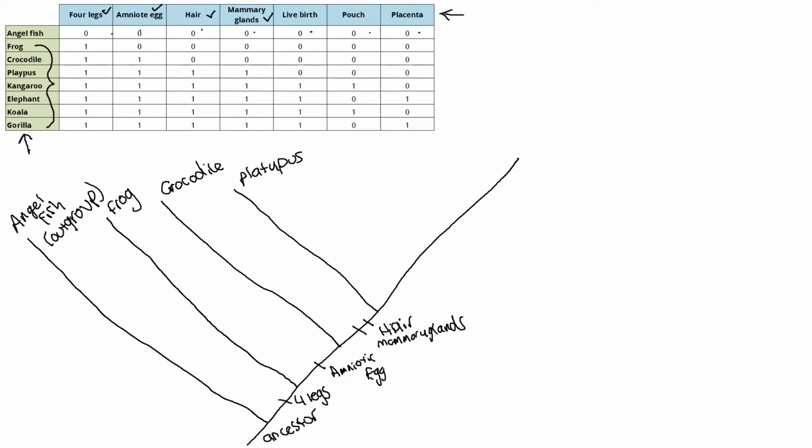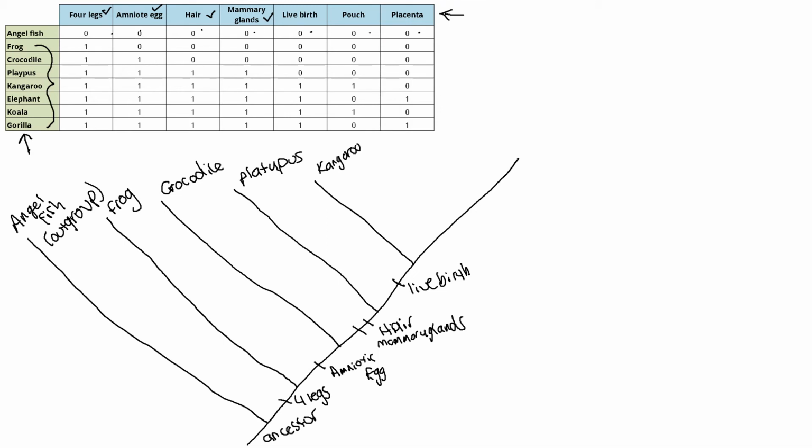So now we have live birth. So it looks like kangaroo, elephant, and koala have the ability to have live birth. However, the platypus does not. So we've got live birth here. All right, and we go ahead and branch this off right here. And what do we put there? We put the kangaroo.